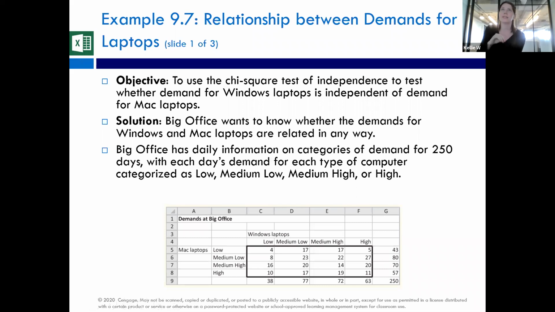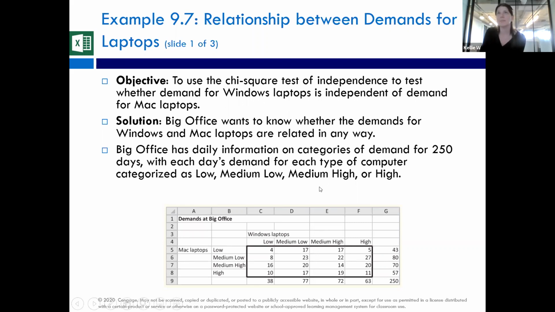So we're looking to see whether or not demand for Windows laptops is independent of demand for Mac laptops at this store. Are they related in any way? Meaning, if demand for Windows laptops increases, Mac laptops also increase, or it could go the other way. If demand for Windows laptops increases, does demand for Mac laptops decrease? So they could be inversely correlated as well. We just want to know if there's a relationship there.